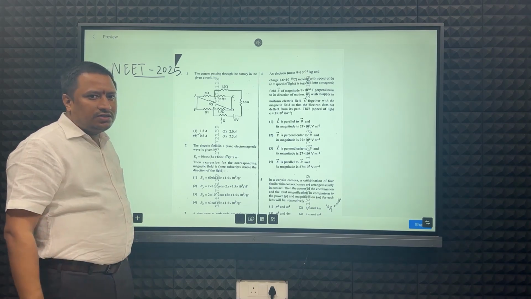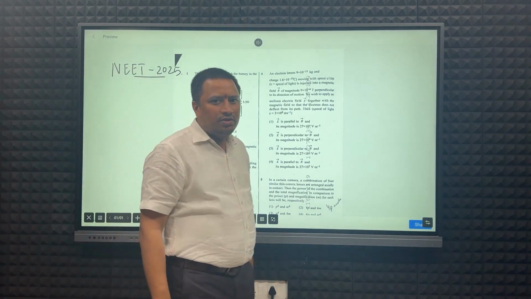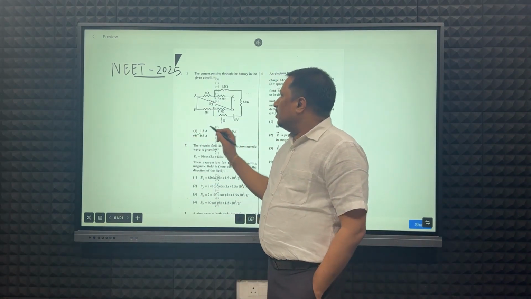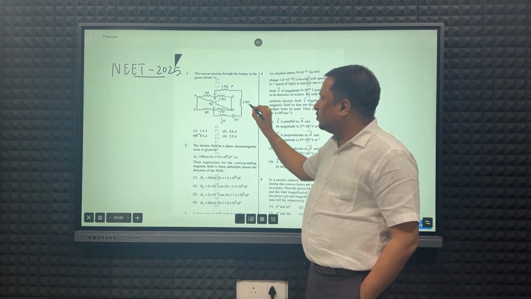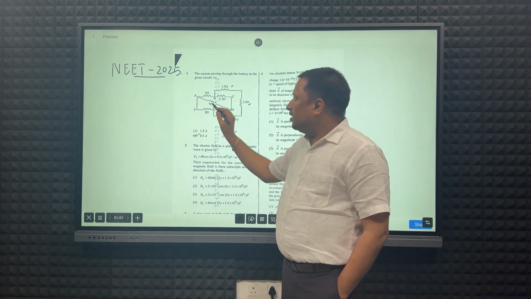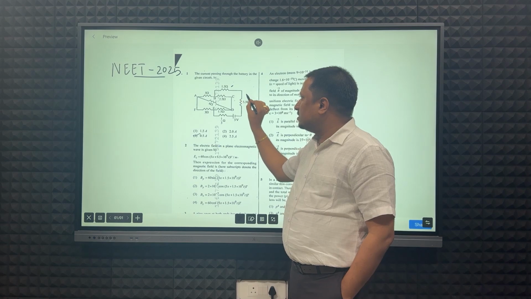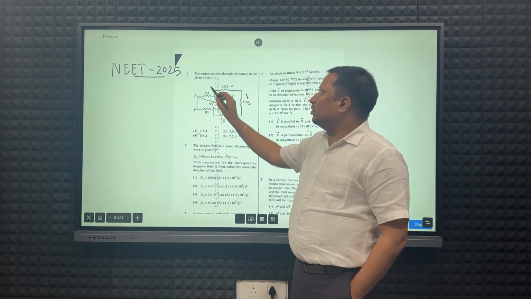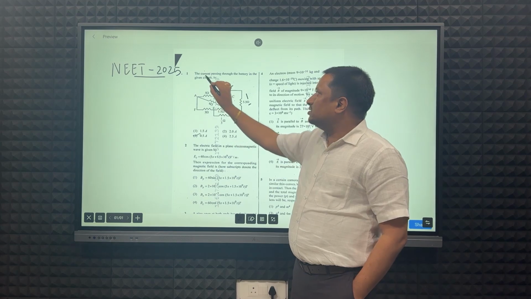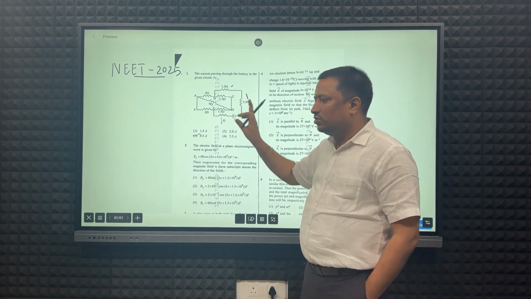Let us start discussing. The first question is of current electricity. It's a very simple question, circuit based. Here you can say there is a 1.5 ohm resistance, a 5.5 ohm resistance, and a 1.3 ohm resistance connected in series. These three resistors are in series along with the battery. What are they asking? They are asking us the current passing through the battery in the given circuit.